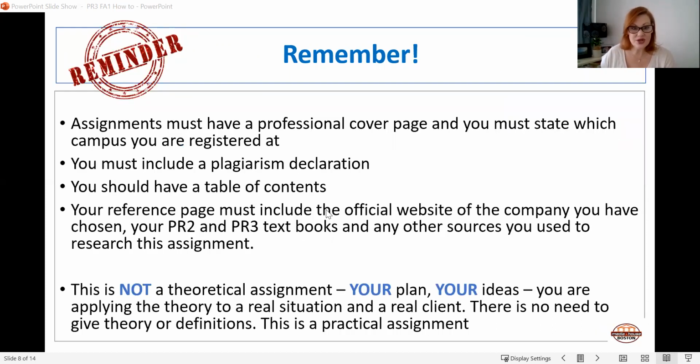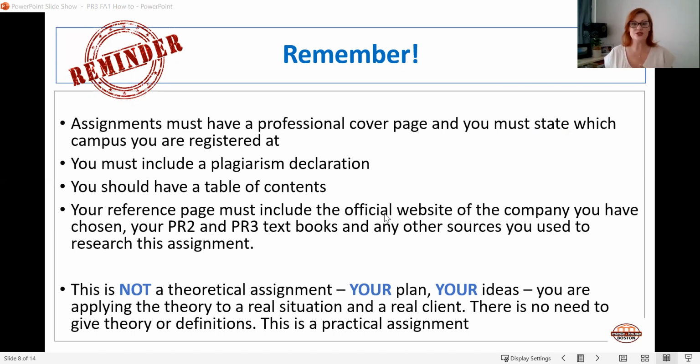Your assignments must also have a professional cover page, and you must state which campus you are registered at. So if you're studying in Sandton, Arcadia, or Durban, and again, you need a plagiarism declaration, and it's very professional to have a table of contents as well. Your reference page must include the official website of the company that you've chosen. Your PR2 and PR3 textbooks are very valuable, and obviously you wouldn't be able to do this without them. And then any other sources that you may have used in order to compile and put this assignment together.